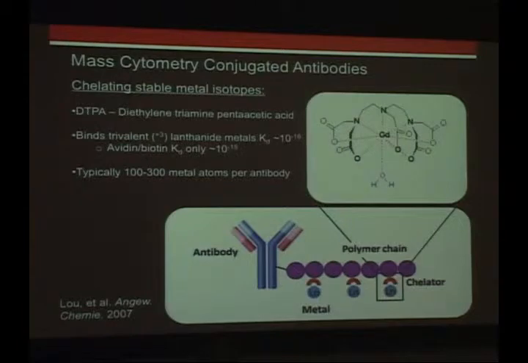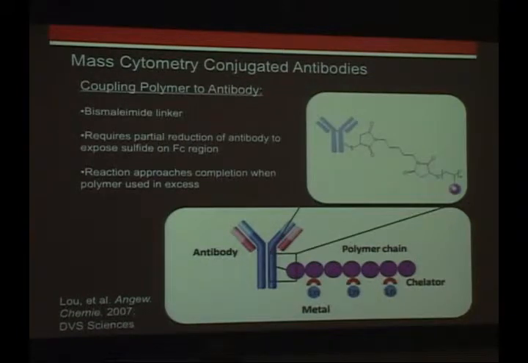And as you can see, these chelating groups are attached by a long polymer chain, which we then bind to the antibody. And the chemistry we use to do that is a bismaleimide type reaction, where we take advantage of the fact that antibodies have disulfide bonds, and we can dissociate those into sulfhydryls and react that group with maleimide, the structure you see on the top right.